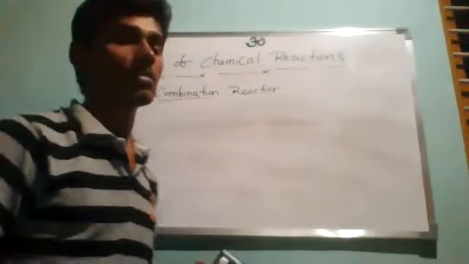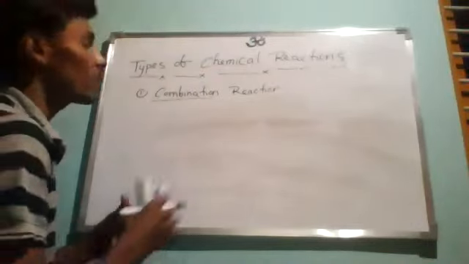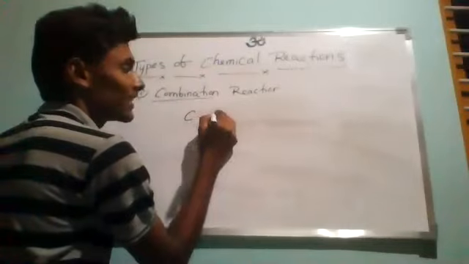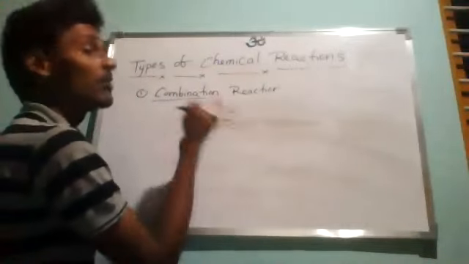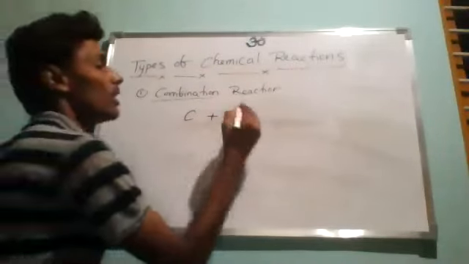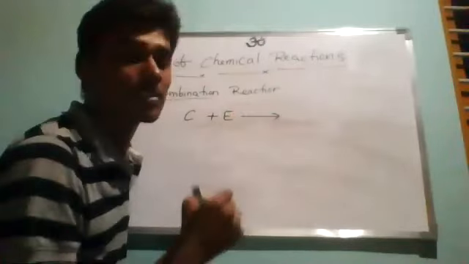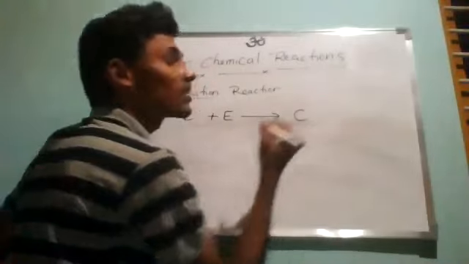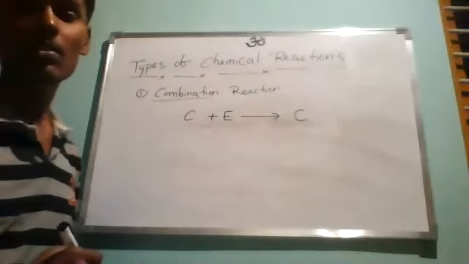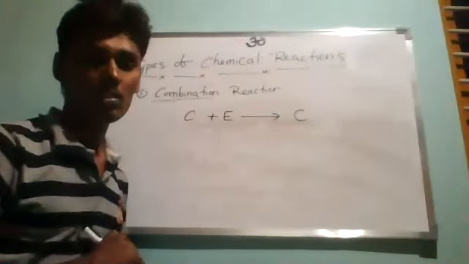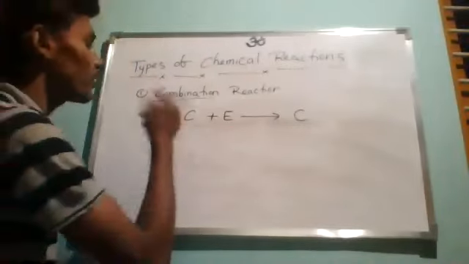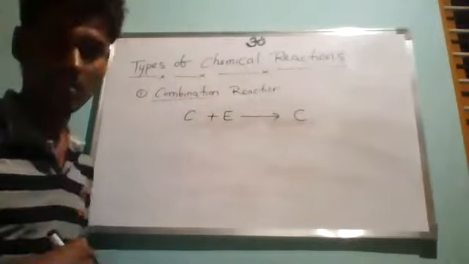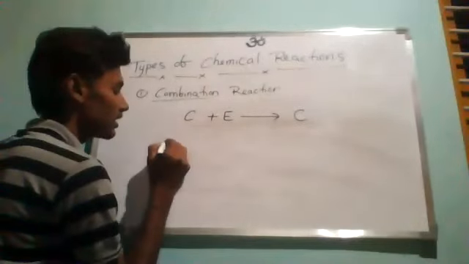Now we'll go for the third type of combination reaction, where one compound will react with an element, or an element will react with a compound, and they will form again how many products? Again a single product, which is again called a compound only. Understood?